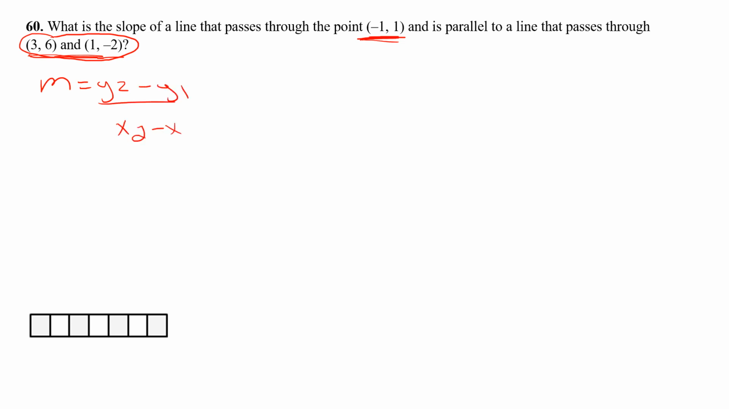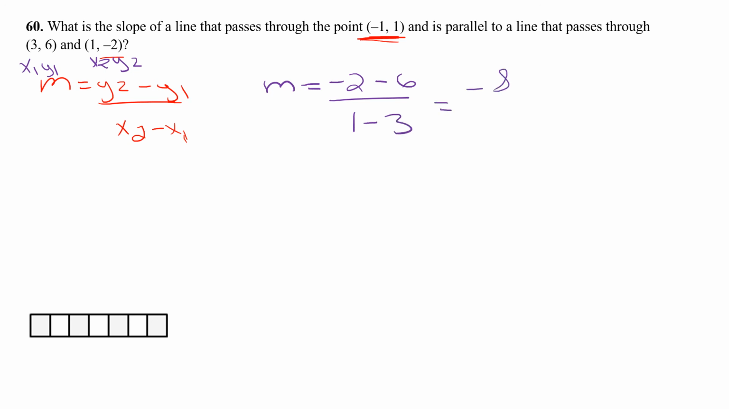So slope formula right here, y sub 2 minus y sub 1 over x sub 2 minus x sub 1. Labeling, let me just erase some of this here. So x1, y1, x2, y2. Plugging it in. Y2 minus y1, that would be negative 2 minus 6 over x2 minus x1, 1 minus 3. Negative 2 minus 6 is negative 8. 1 minus 3 is negative 2. And that reduces to a positive 4. So the slope of the parallel line would also be 4 because it is the same slope.